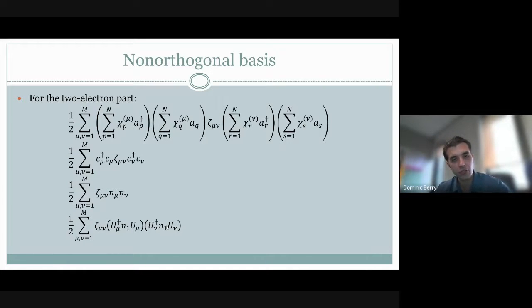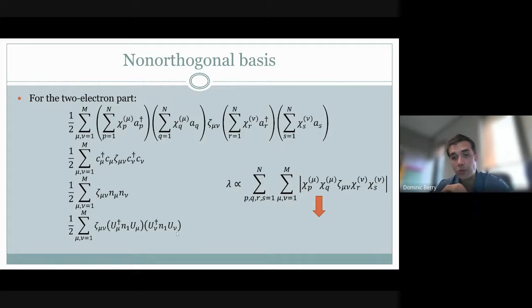rotations called Givens rotations. And to do a general transformation, you'd need order n squared of these. But when you're doing it on each of these individually, there's only order n. So that's something which was found in the von Berg paper, and we find the same thing here.